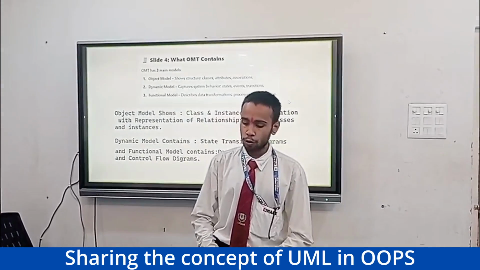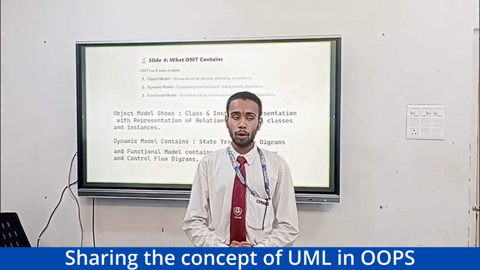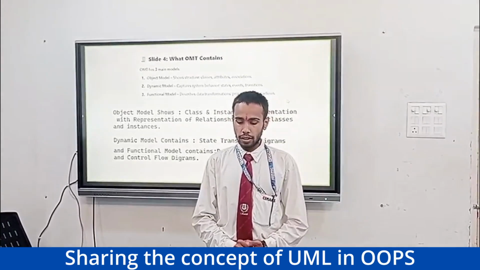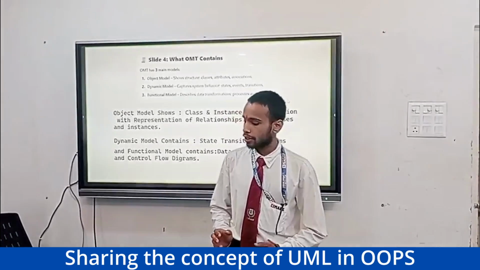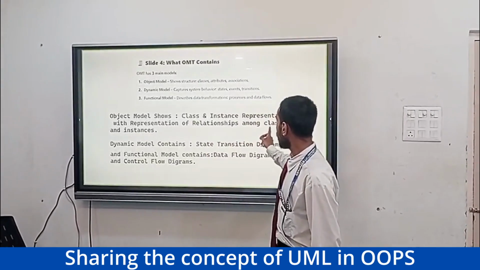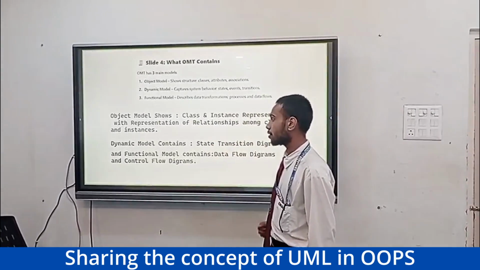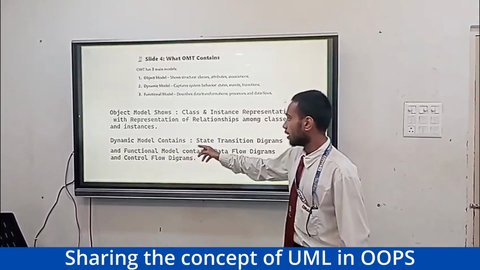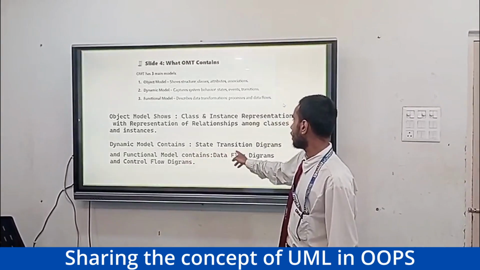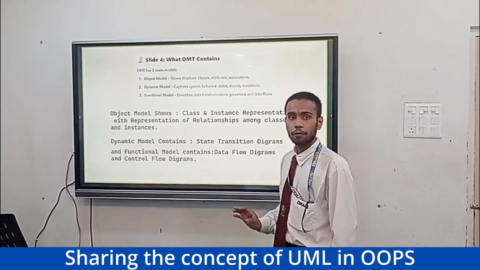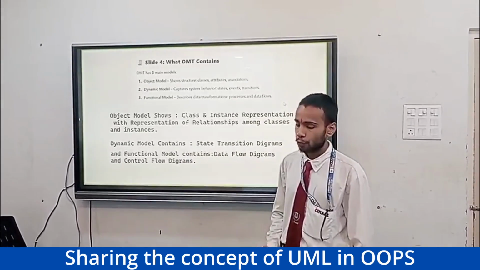Then third is what OMT contains. There are three models under OMT, that is object model, dynamic model, and functional model. The object model shows the class and instance representation with representation of relationship among the classes and instances. Instances can be also understood as objects of classes. Dynamic model contains the state transition diagrams, and the functional model contains the data flow diagrams as well as the control flow diagrams.